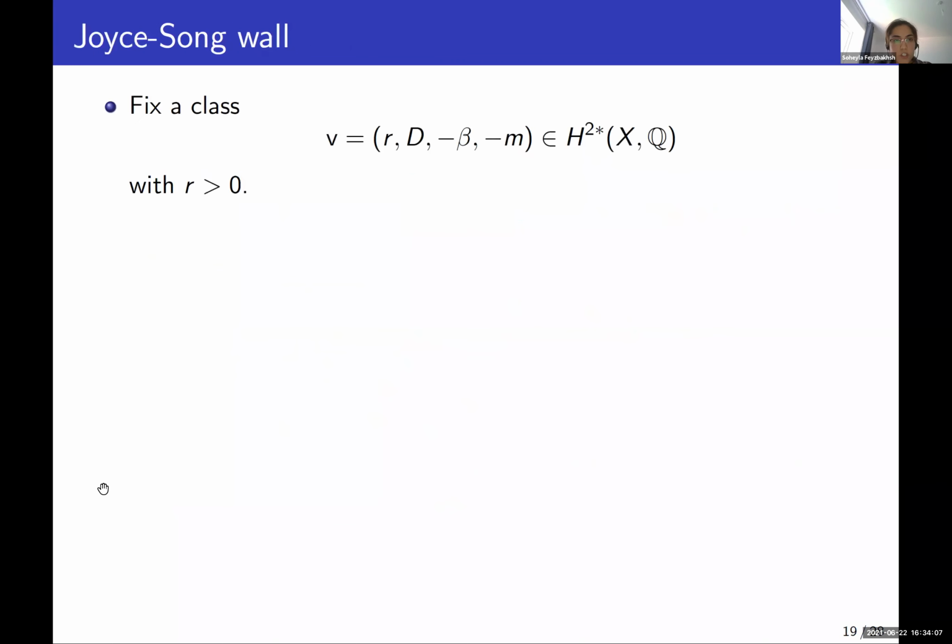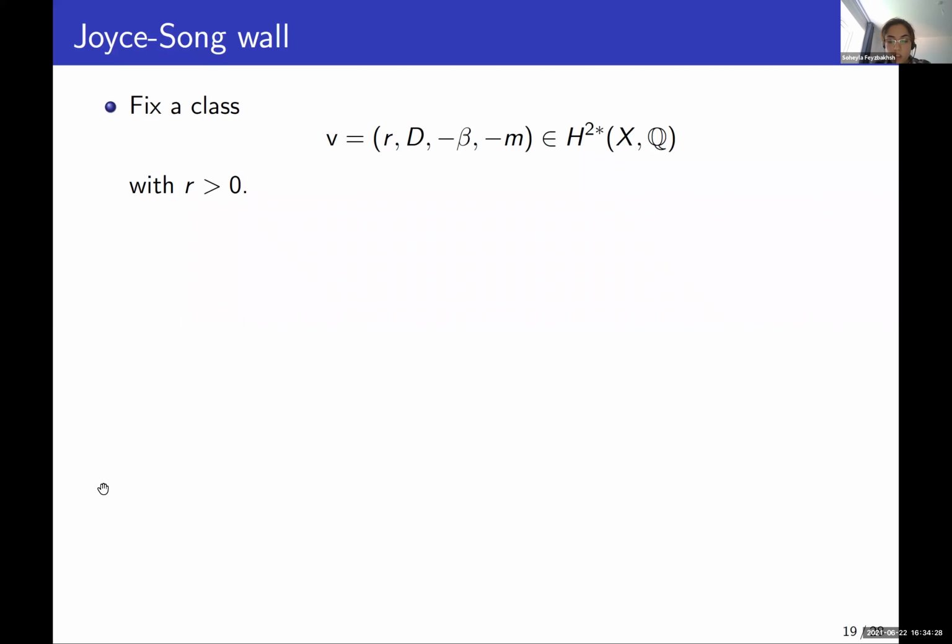Okay, so let me just now explain how we use these weak stability conditions in our argument. So we start with an arbitrary chain character, (r, d, minus beta, m), and assume that r is positive for now.